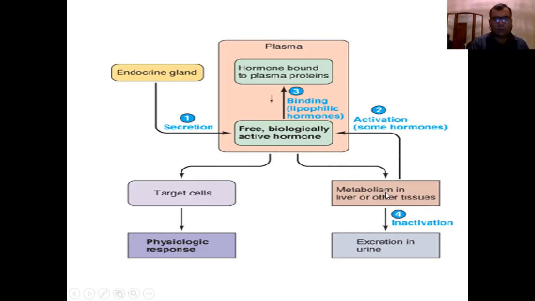When they go to metabolism in the liver and other tissues, the rate of metabolic inactivation and excretion for the hormone is dependent on its excretion in urine.